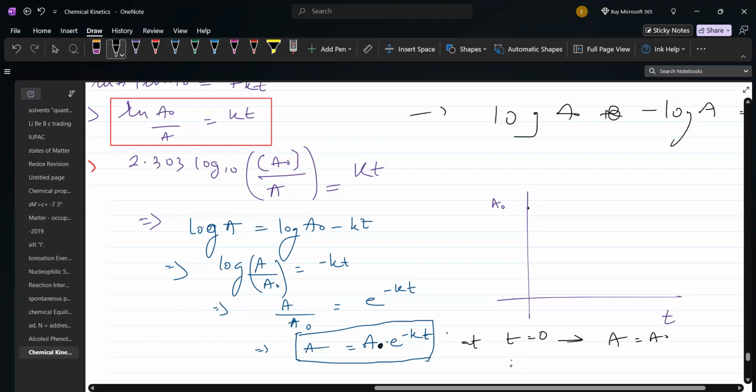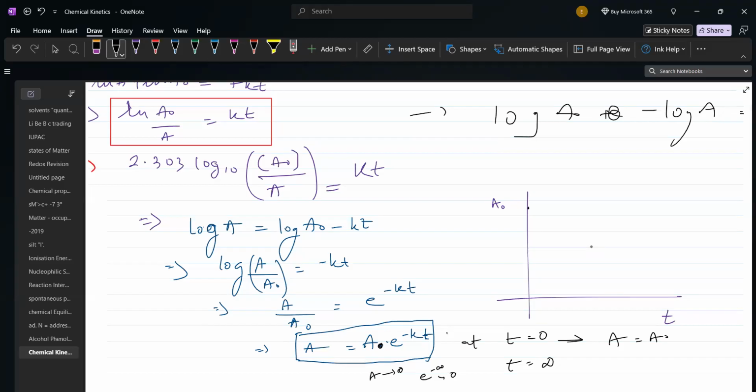And if we put t as infinity, meaning at a very large time, e to the power minus infinity will be 0. So overall the value of A will become 0. So at infinite time the value will reach 0, and our whole reactant will get exhausted.